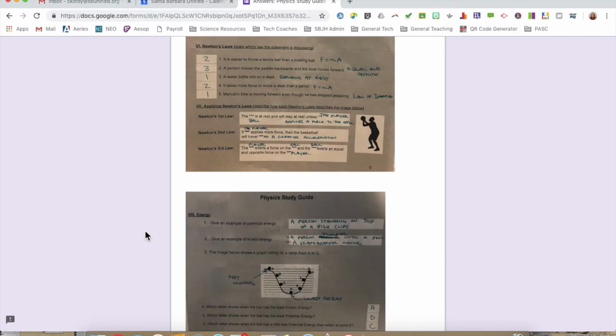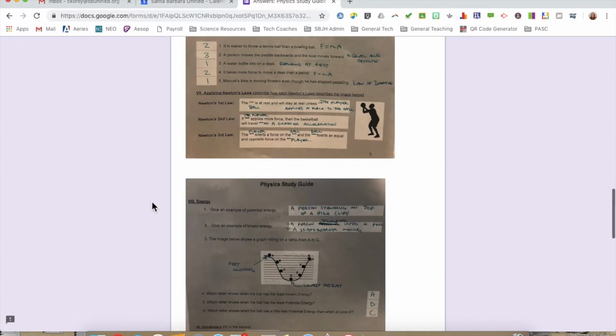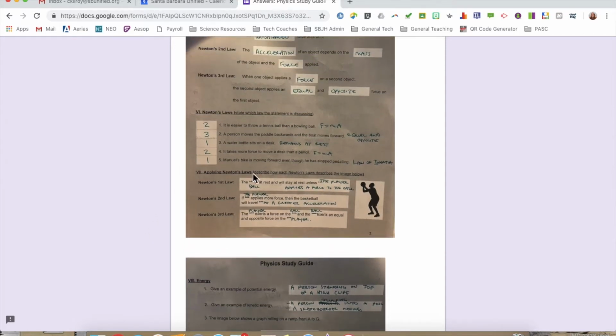You need to use the words that are used in Newton's second law. Newton's third law: the player exerts a force on the ball, and the ball exerts an equal and opposite force back on the player. Notice how I use the terminology from Newton's laws in the example.